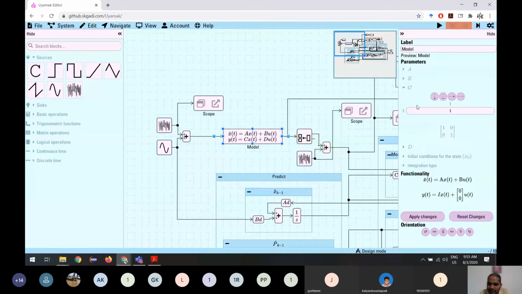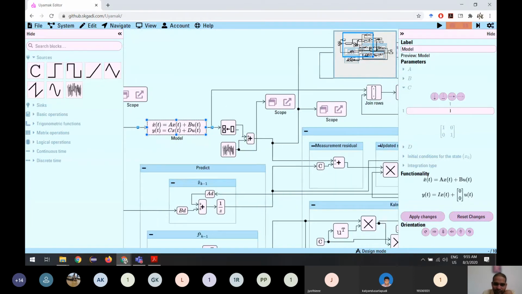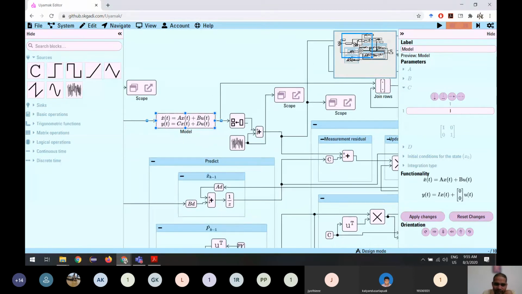So instead of C, we are giving 1001. So it says the output is going to be two values. The one value is the first state. The second value is the second state. So what we are observing is we are observing the output, right?